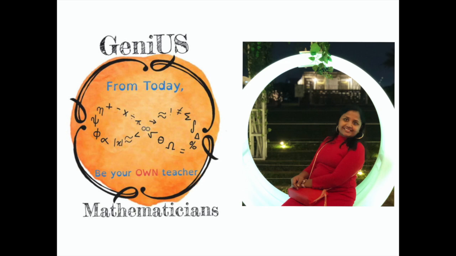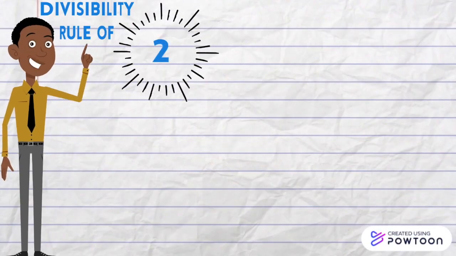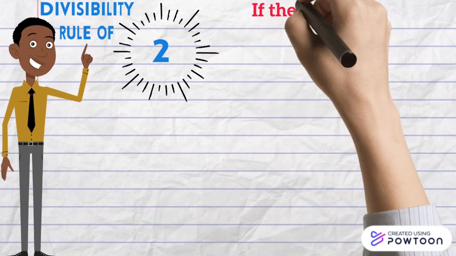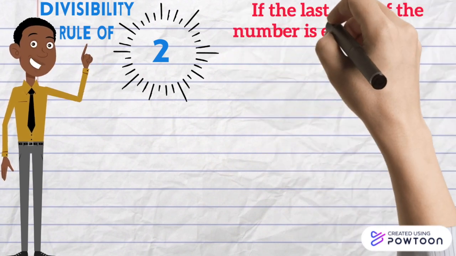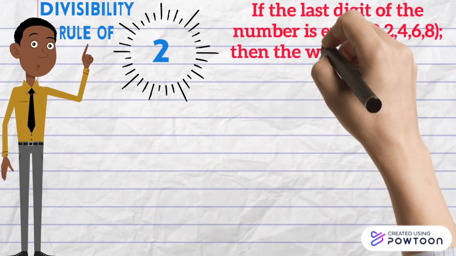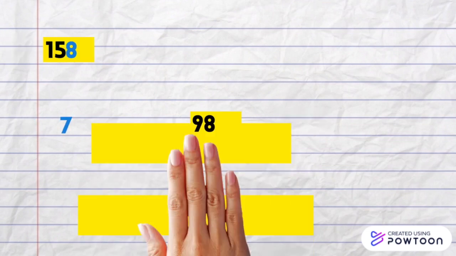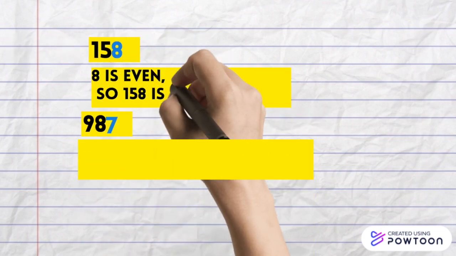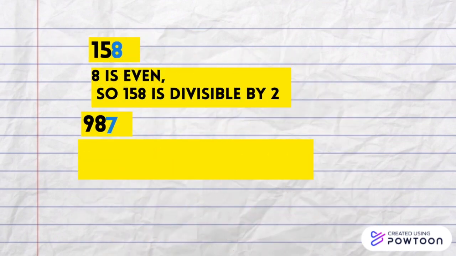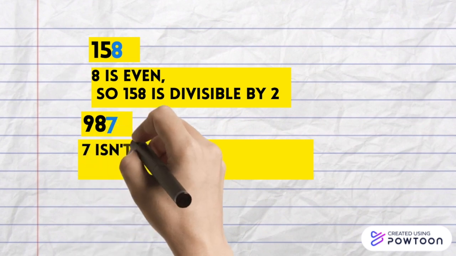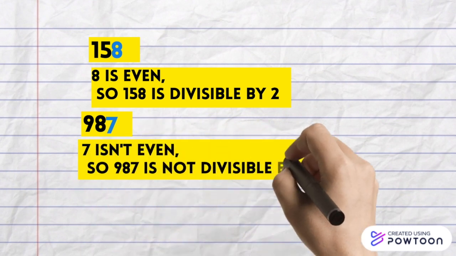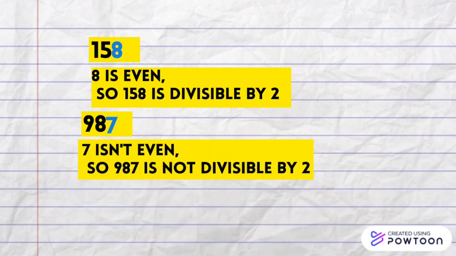Let's get started. First of all, we'll learn the divisibility rule of 2. If the last digit of the number is even, like 0, 2, 4, 6, or 8, then the whole number is divisible by 2. In 158, 8 is even and it is the last digit of the number. So 158 is divisible by 2. In 987, 7 isn't even and it is also the last digit of this number. So 987 is not divisible by 2.